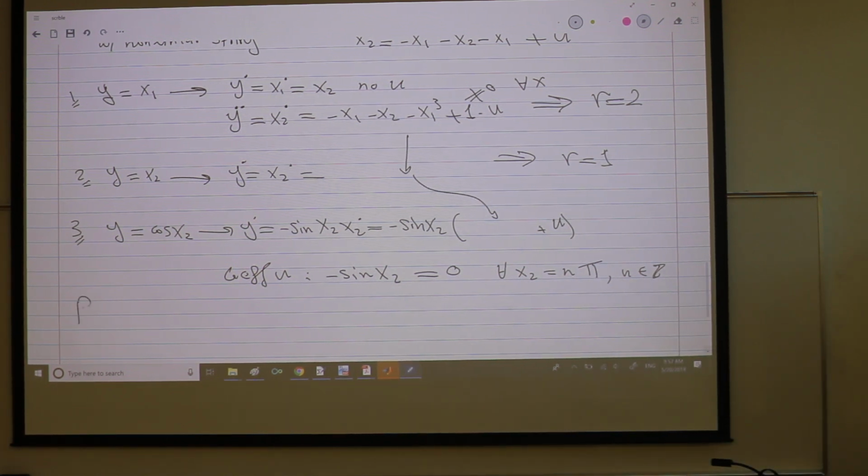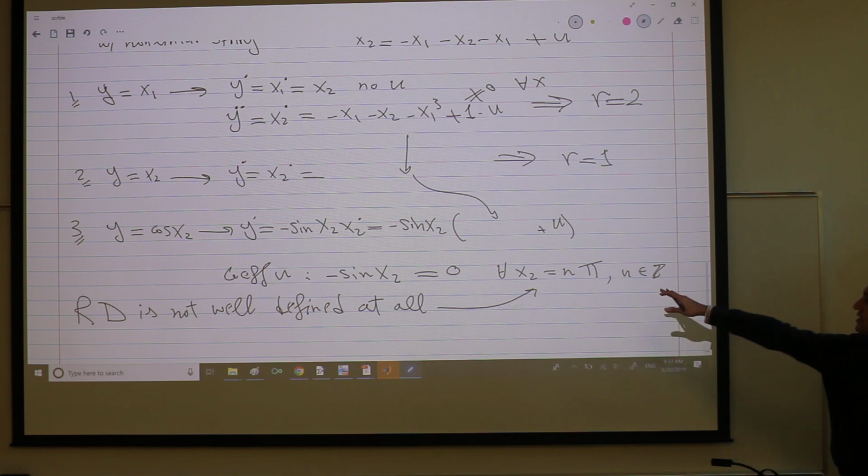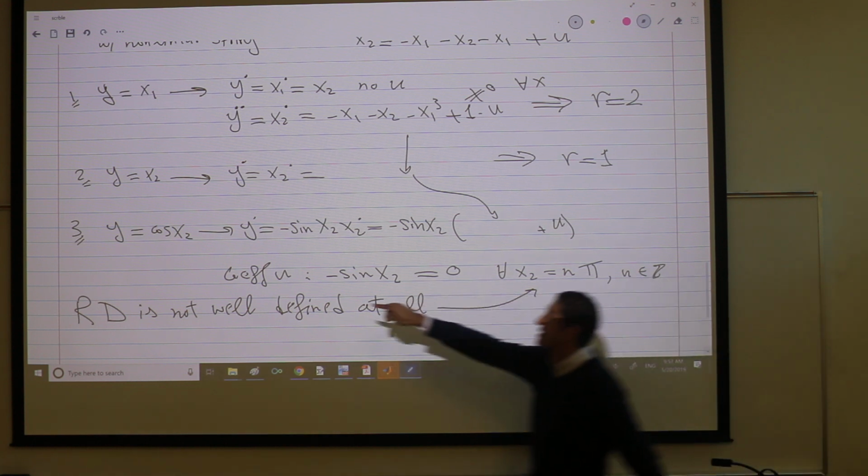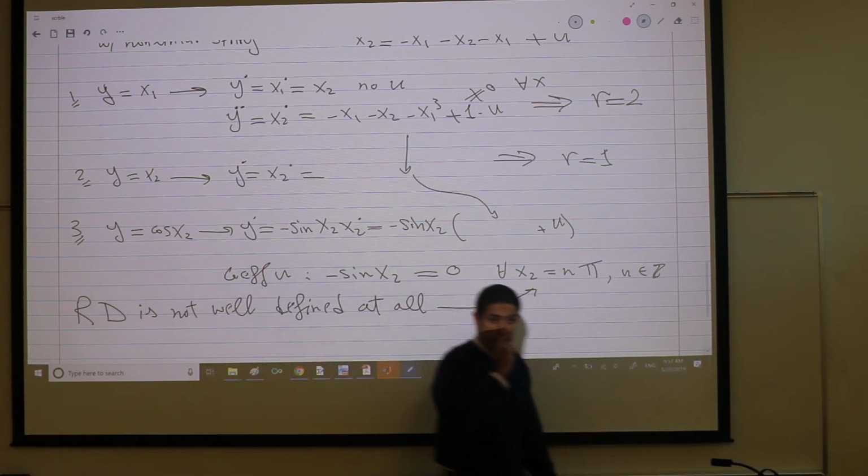But here the relative degree is not well defined at all x's with x2 equal to zero. So we cannot do input-output linearization with this output function. Okay?